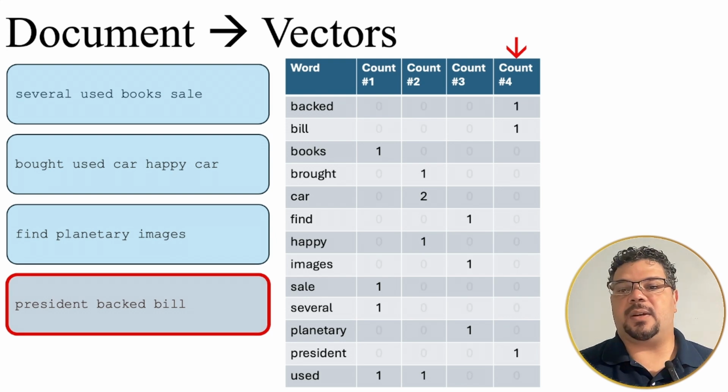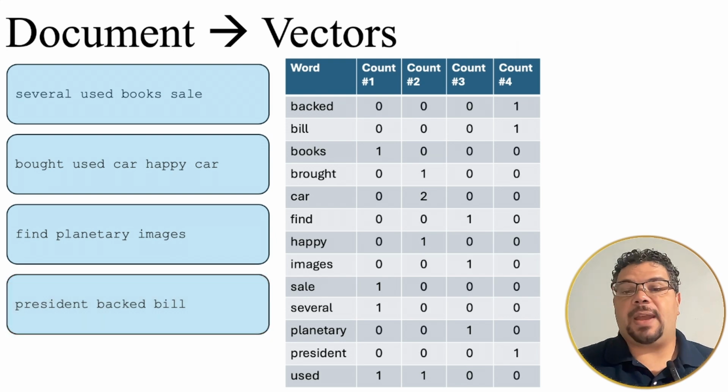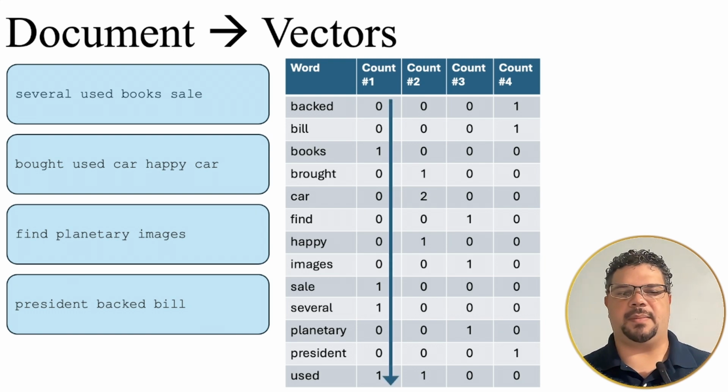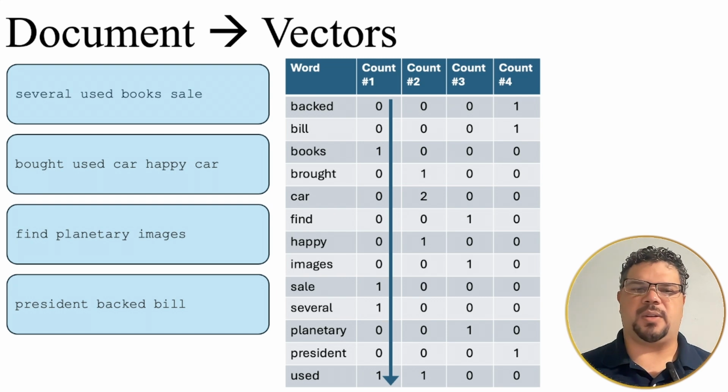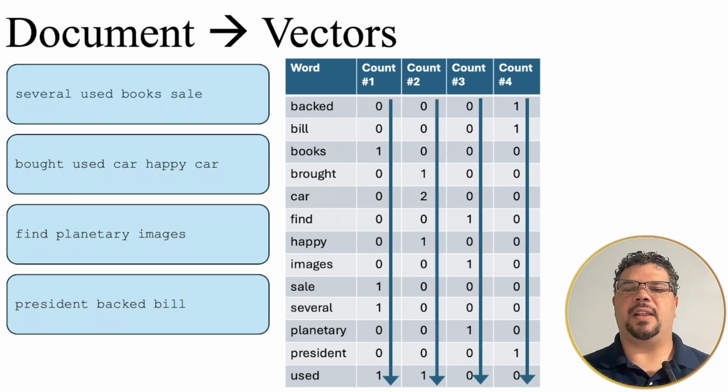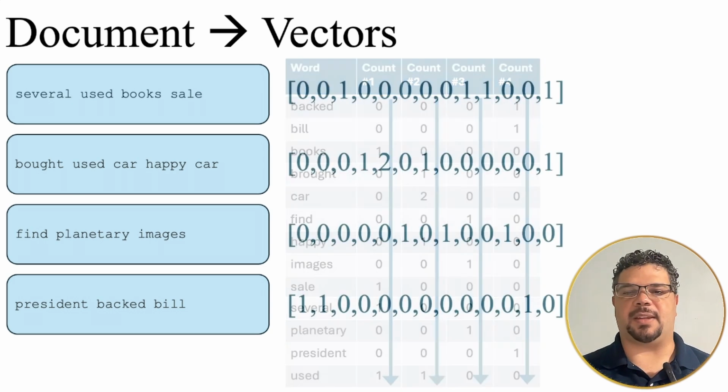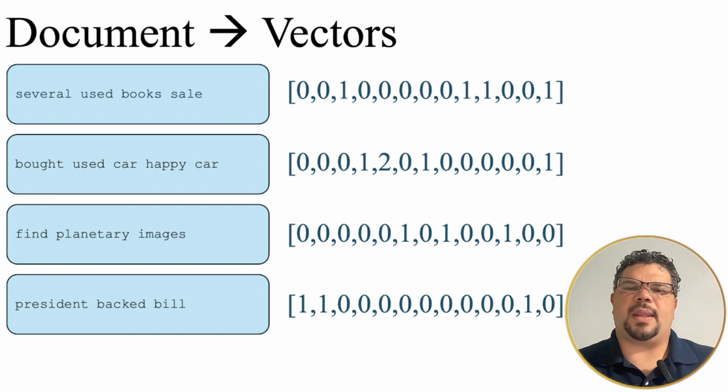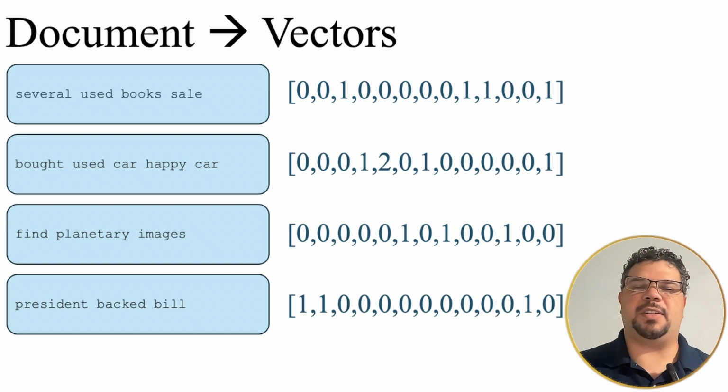We can fill in the zeros to complete our counts. Now we have our vectors, which are simply the counts of each word in that document. So for the first document, the vector becomes 0, 0, 1, 0, 0, 0, 0, 1, 1, 0, 0, 1. And each other document can similarly become a vector of counts, leading to one vector for each document. Here, each word had equal weight, but it's also popular to give rare words like president and images more weight than words seen in many documents like used.